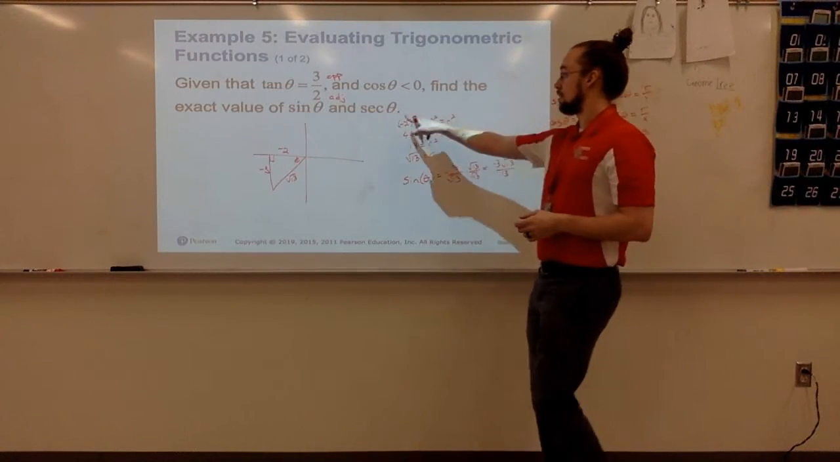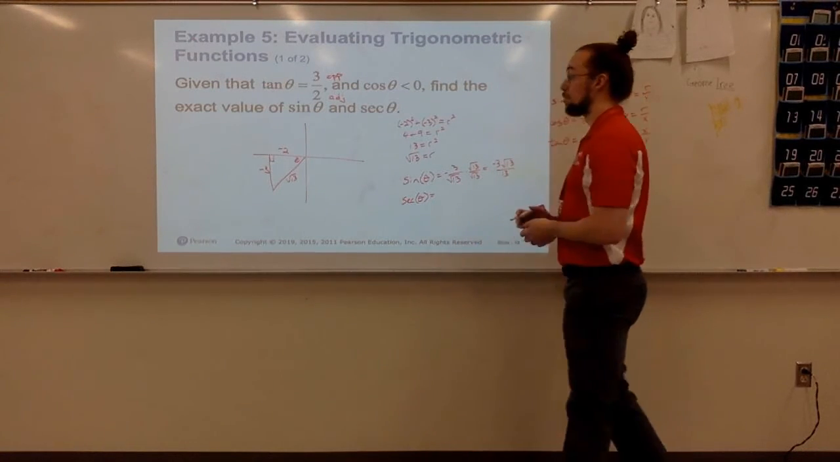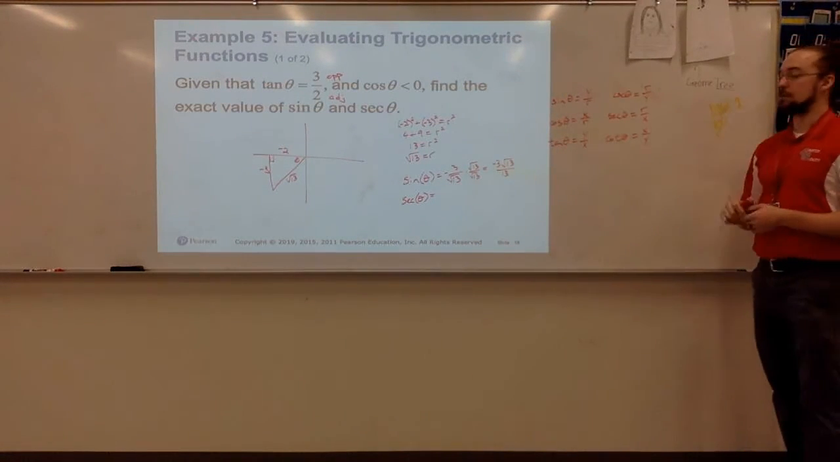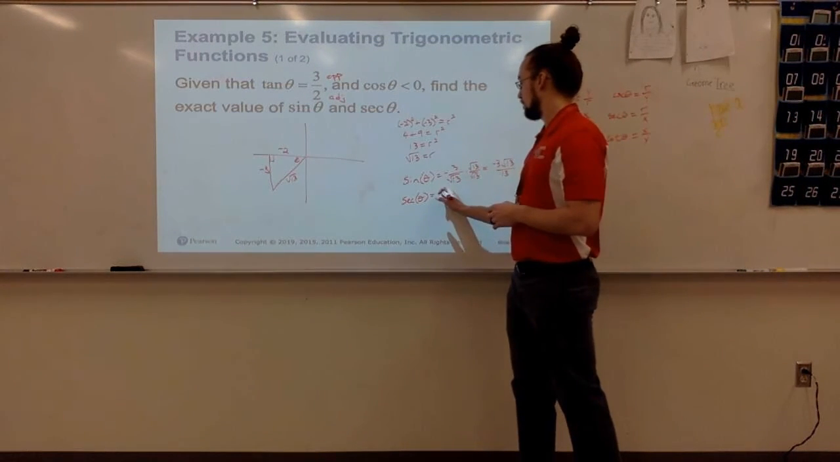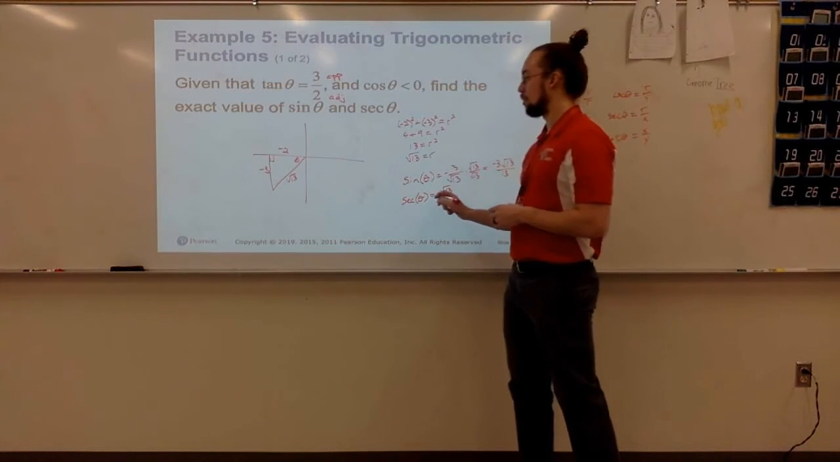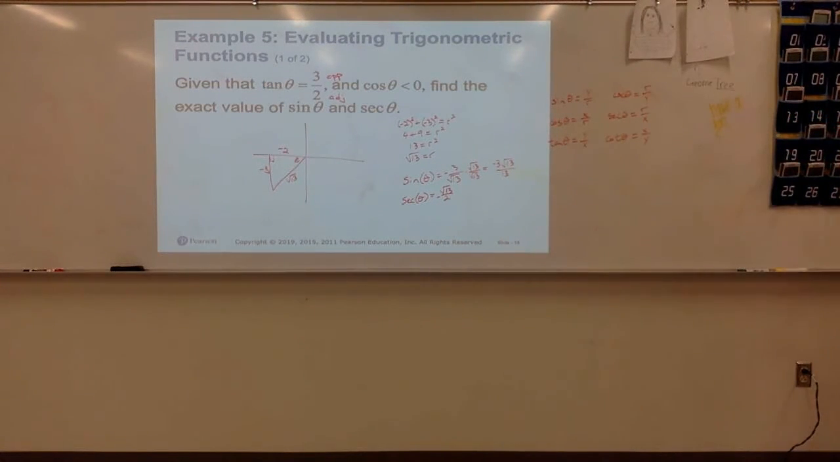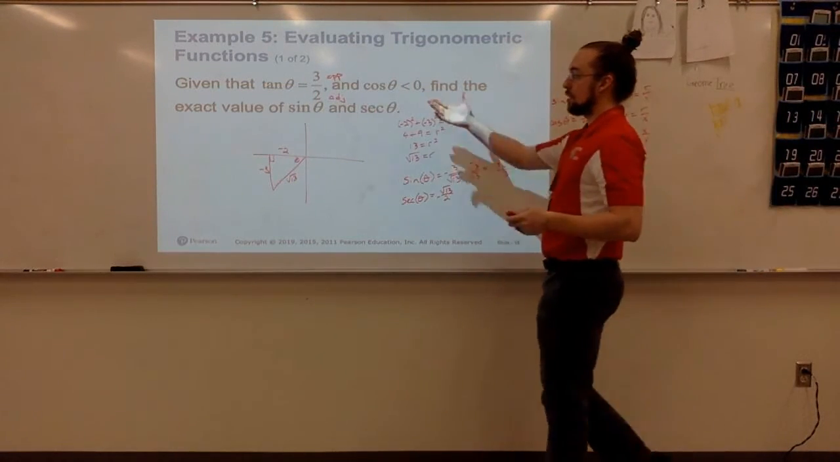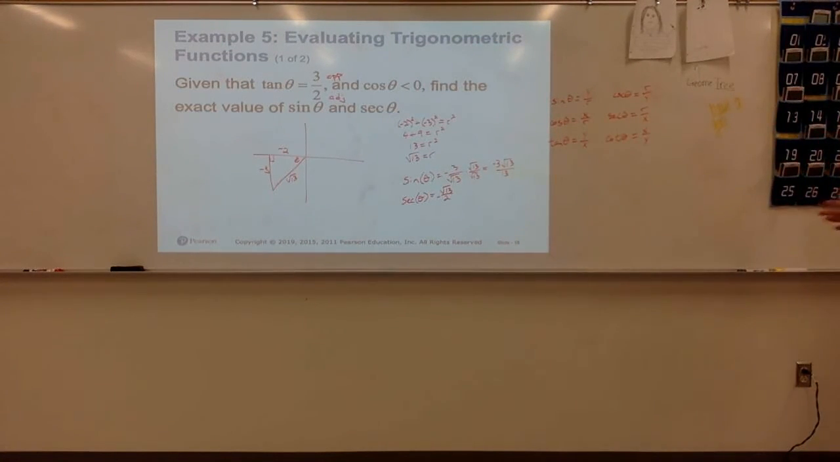Secant, then, we know, is the reciprocal of cosine. Okay, it's just r over x. So secant would be the square root of 13 over negative 2. So we can just put that negative sign out front. So when we're given a problem like this, okay, we want to sketch it out and draw a right triangle. Questions on something like that?